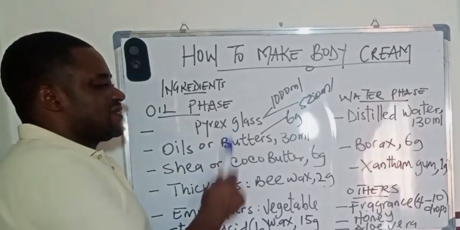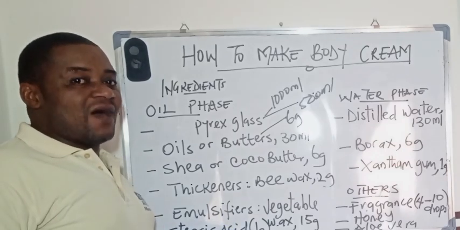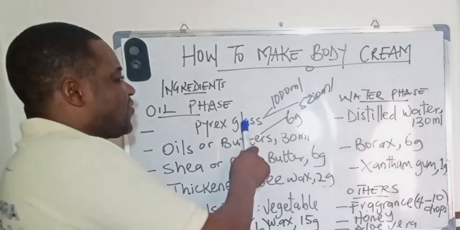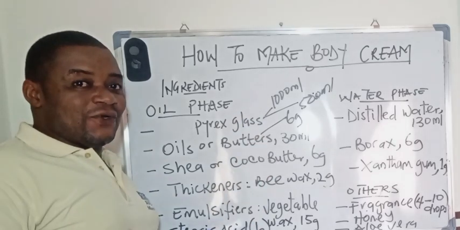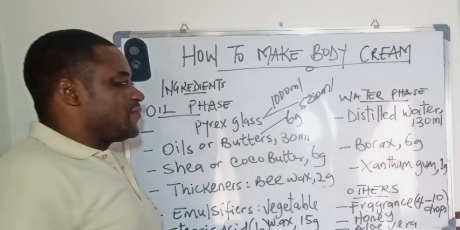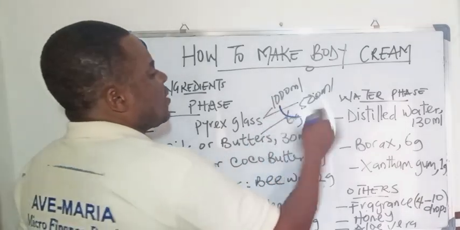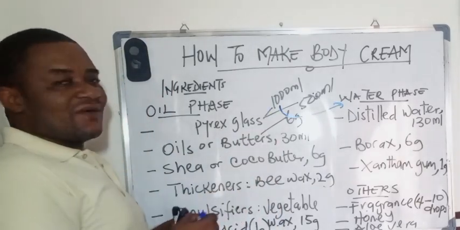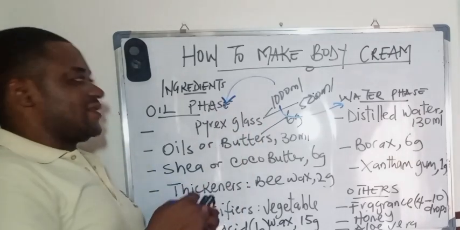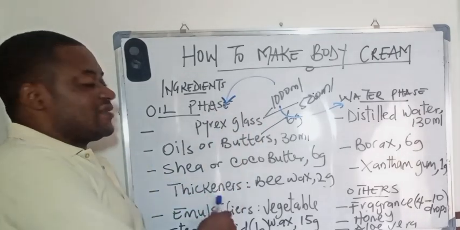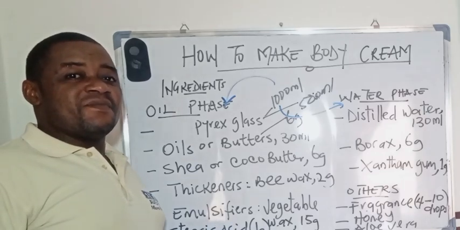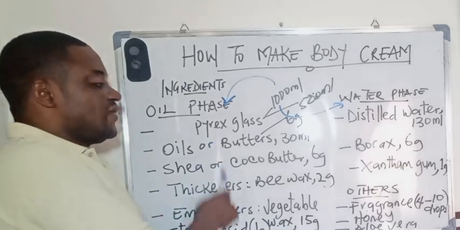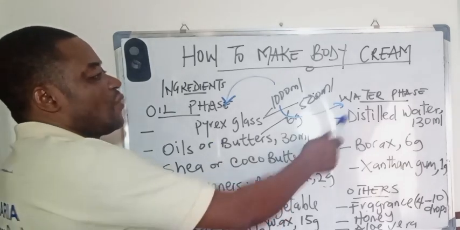Now, you need a Pyrex glass or you need a stainless bowl if you are in your house. And this Pyrex glass or container should be in two forms. One of it should be 1000 ml volume and the other one should be 500 ml volume. The one of 500 ml volume will be used for the water phase, while the one of 1000 ml will be used for the oil phase. This is because virtually everything that you have as ingredients in the oil phase melts into a liquid form. So it is going to give you a higher volume compared to the water phase.